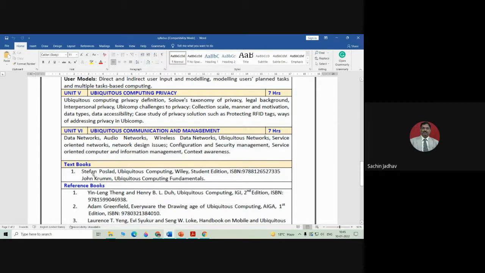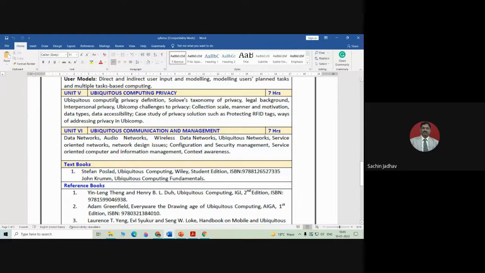The first one is Stephen Poslad's Ubiquitous Computing, Wiley publications. The second book is John Krumm's Ubiquitous Computing Fundamentals. So the first 4 units and the sixth unit can be studied in detail with the textbook by Stephen Poslad. Okay, all components and all concepts are available there. But for unit number 5, that is Ubiquitous Computing Privacy, you may utilize John Krumm's Ubiquitous Computing Fundamentals book.